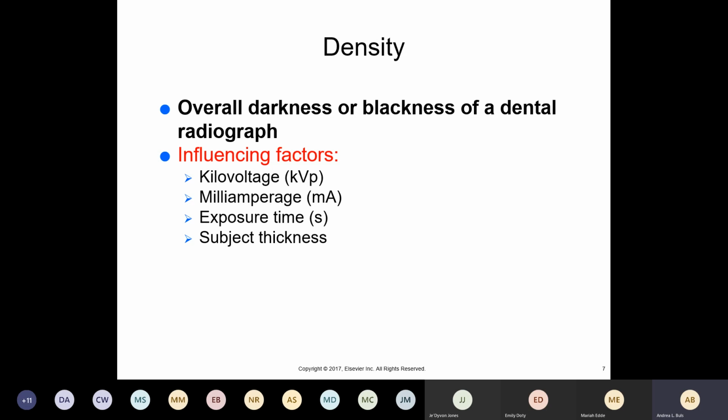Milliamp, time, those are going to be your controlling factors for density. So if I'm really wanting to change my density on an image, I'm going to mess with MA and time, not KVP. And then subject thickness is going to be an influencing factor as well to the density on my film.